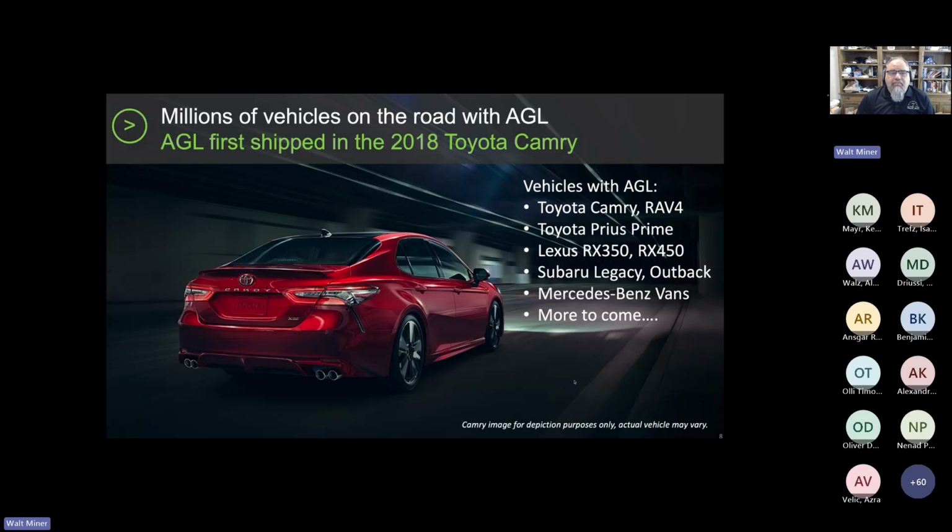There are millions of vehicles that have been shipped with AGL, starting with the 2018 Toyota Camry. It's now spread across the entire Toyota and Lexus product lines. Subaru is using it, Mercedes-Benz vans, and more to come. We'll have some interesting announcements later in the year about some more vehicles and some more OEMs that are using AGL.